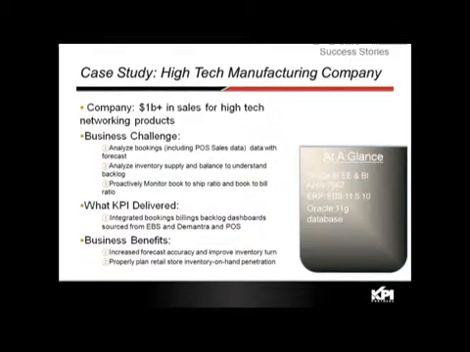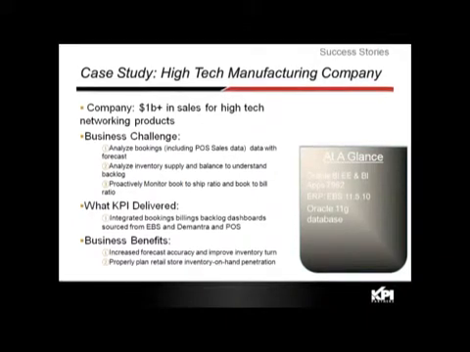Hello, everybody. So this is a high-tech manufacturing company. They make networking products. Their sales are over $1 billion, and they sell through distributors. So they had POS sales data to understand bookings, and they also use Demantra along with Oracle ERP EBS 11.5.10. They use 11.5.10 EBS for their ERP and Demantra for their sales forecasting.